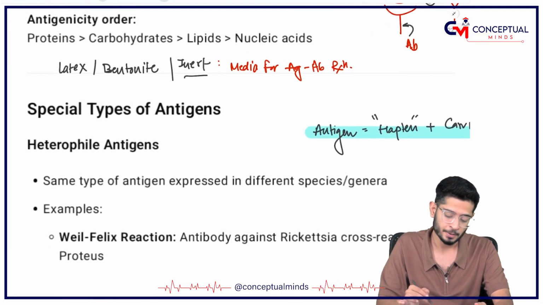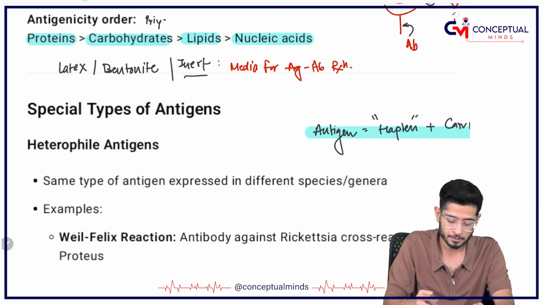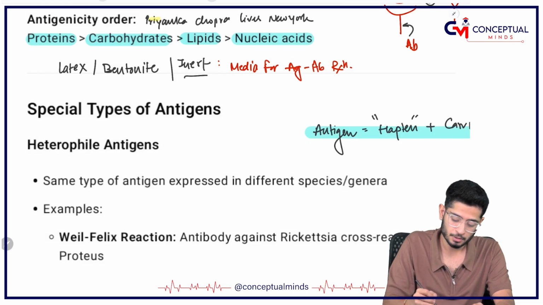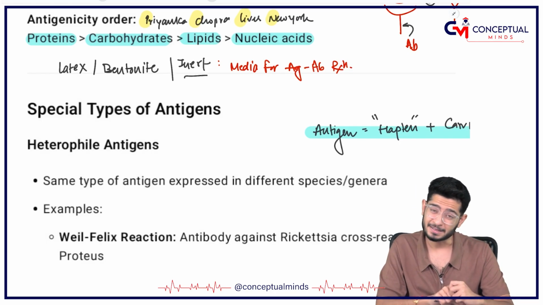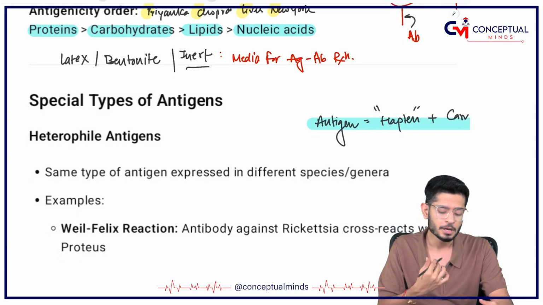Coming on to the next important part, what is the order of antigenicity? Please remember the mnemonic. This is the mnemonic to remember: protein, carbohydrates, lipid, and again comes the nucleic acids. So proteins are most antigenic and nucleic acids are least antigenic. This is again a previous year MCQ question, so you have to retain it.